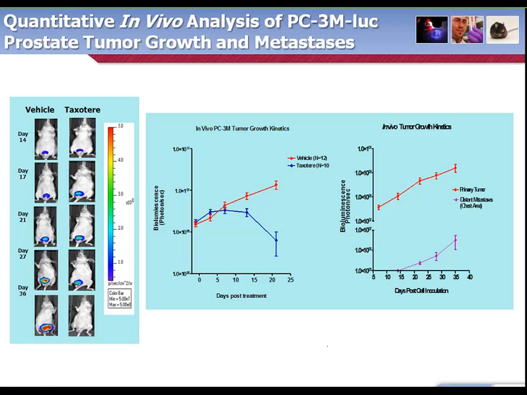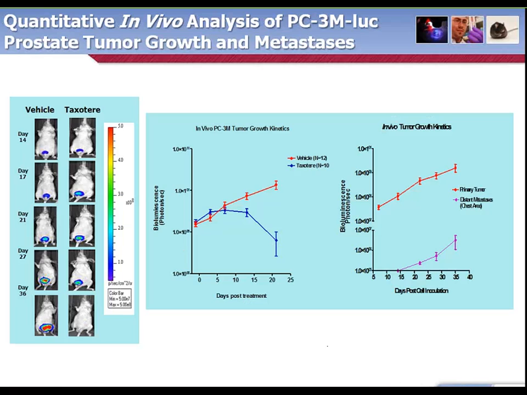I'm going to show some data on prostate cancer right now, PC3M. Representative animal in the vehicle-treated group, you can see that the tumor grows over a period of time. The animals treated with Taxotere, you can see that there's not that much bioluminescence, and by day 36, we're actually not seeing any. And that's represented in this graph on the left side of the slide here, where the vehicle treated, you see increasing light. The Taxotere treated, you actually see a decrease.